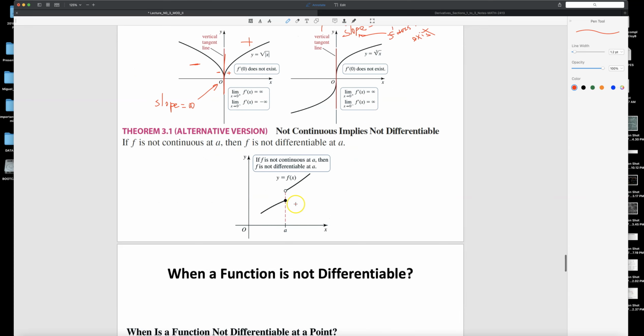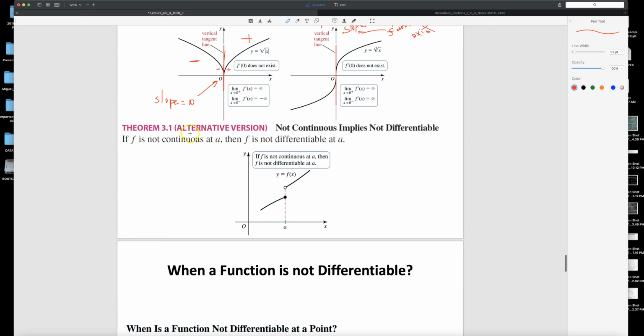Okay? This is another situation that has to do with this theorem that you have here. If the function is not continuous at A, well, the function doesn't have a derivative at that point. And this is what you see here. In here, how is the slope of the function? In this side is positive. How is the slope of the function in this side? Well, it's positive as well, but the derivative at this point doesn't exist. The derivative doesn't exist because it's discontinuous.